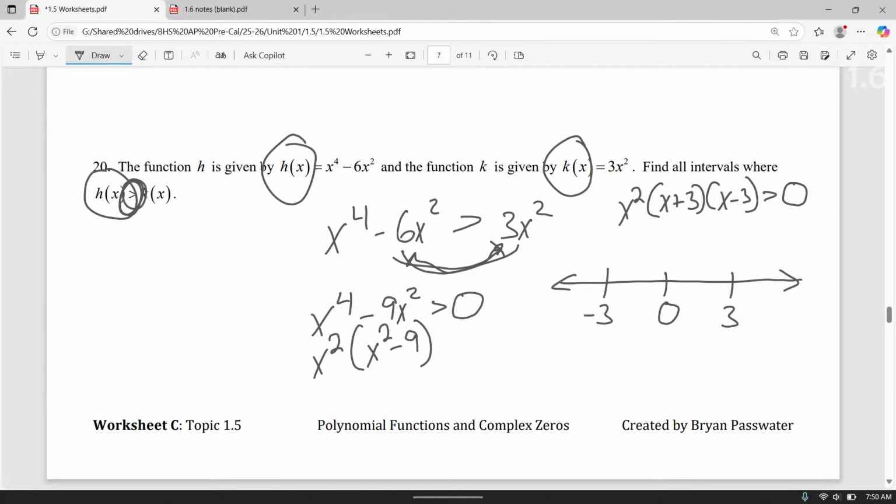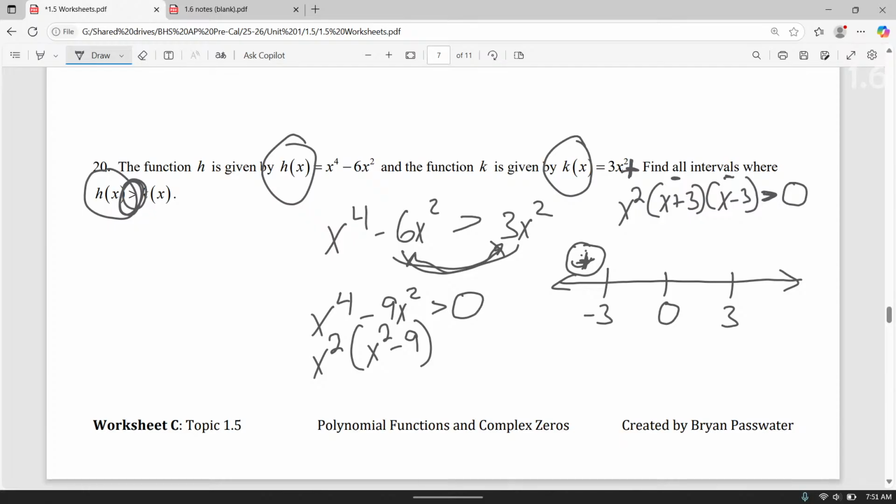Negative 4, that's always going to be a positive, no matter what, because it's always squared. Negative 4, that makes this negative. Negative 4 plus 3 is negative 1. Negative 4 and negative 3 is negative 7. That's negative. Positive and negative is a positive. Yay, that's what I want. That's a smiley face, because we want it greater than 0.